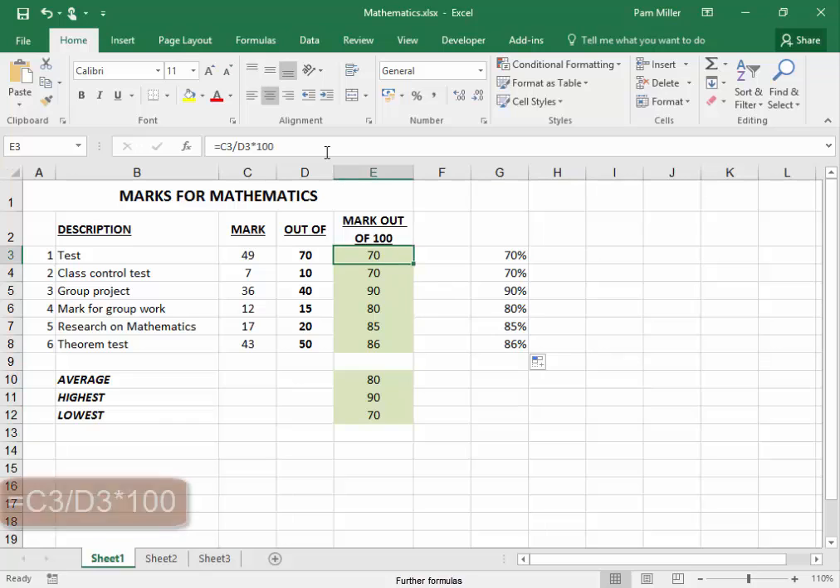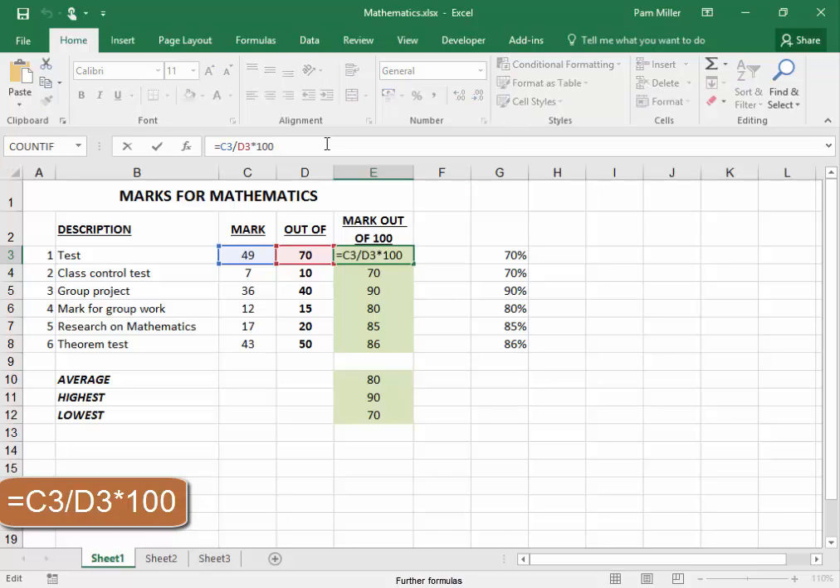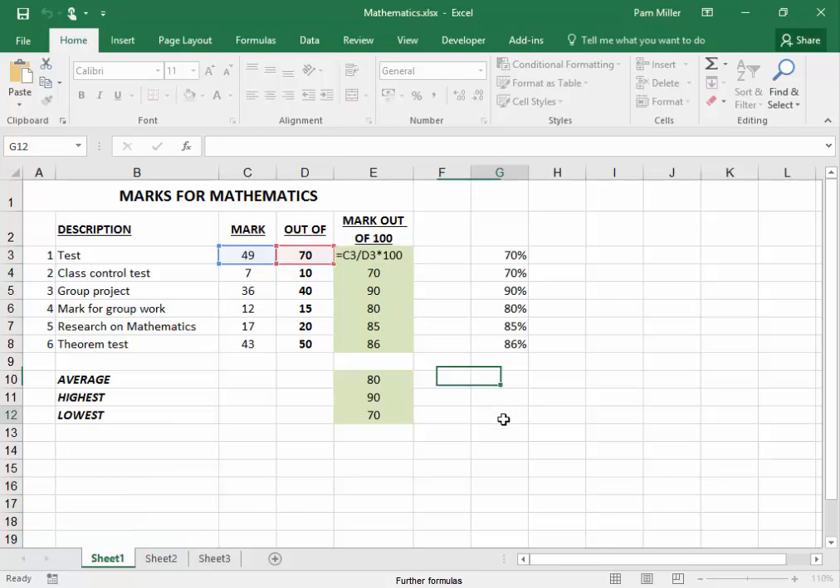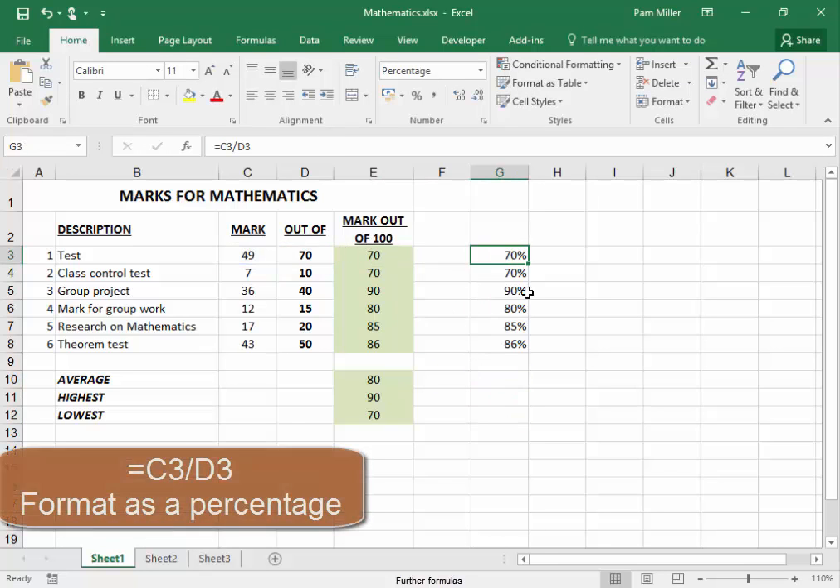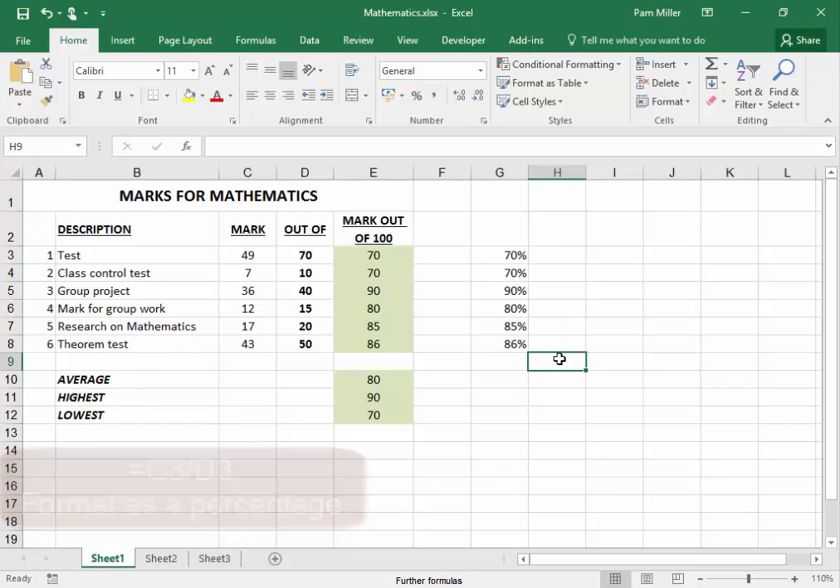That one is C3 divided by D3 multiplied by 100. That was C3 divided by D3, formatted as a percentage. Two ways of getting a similar answer.